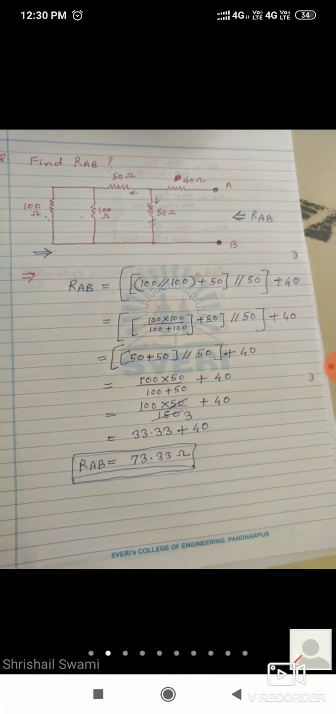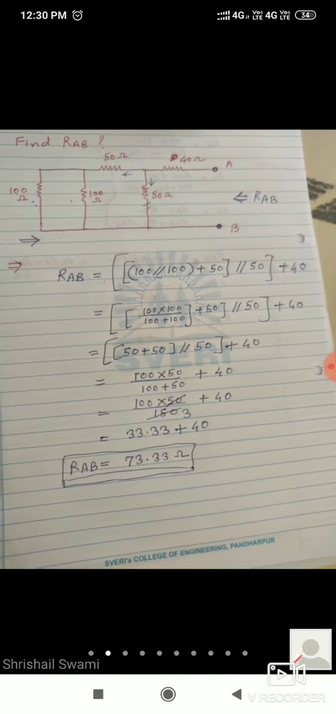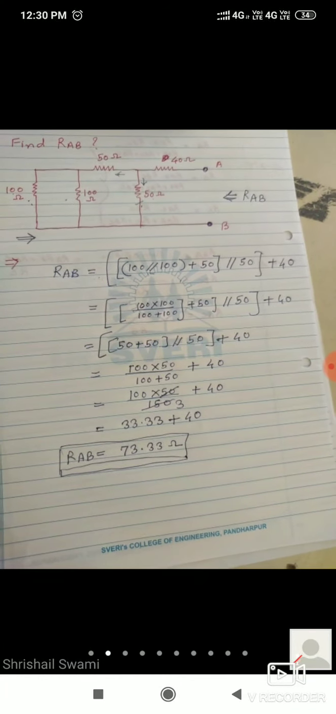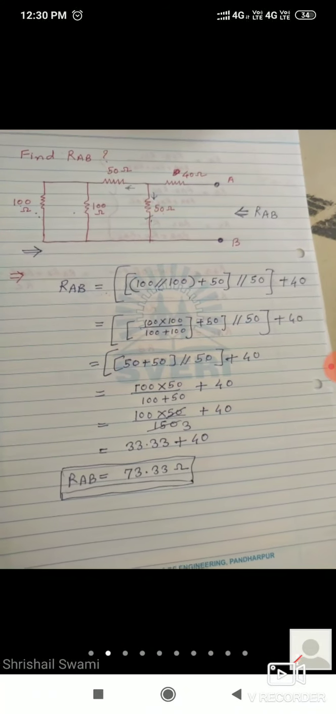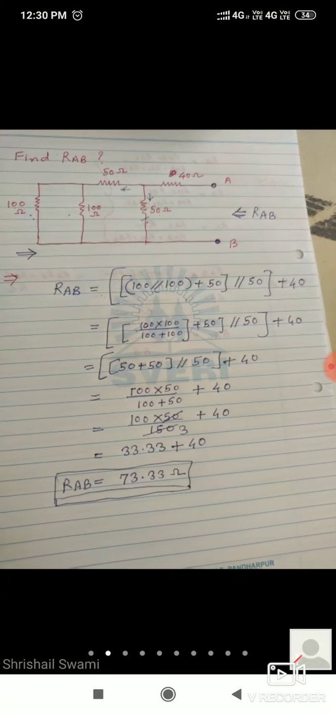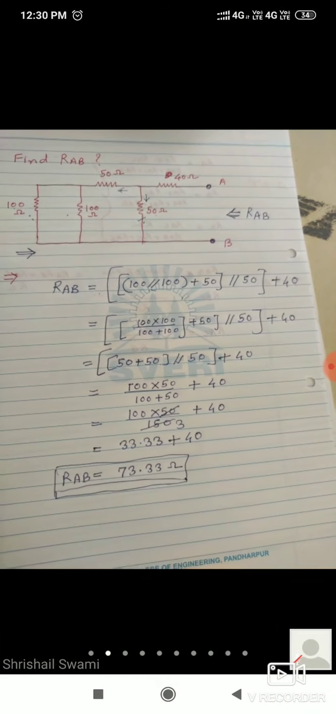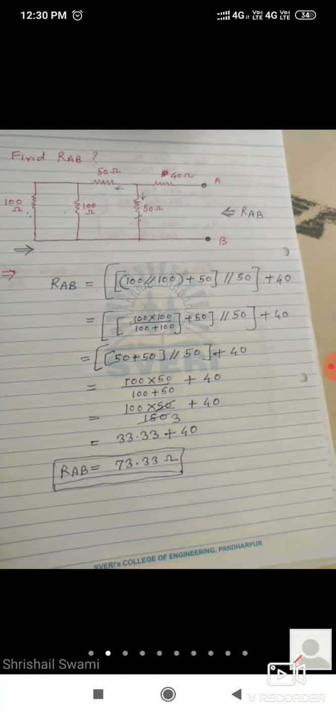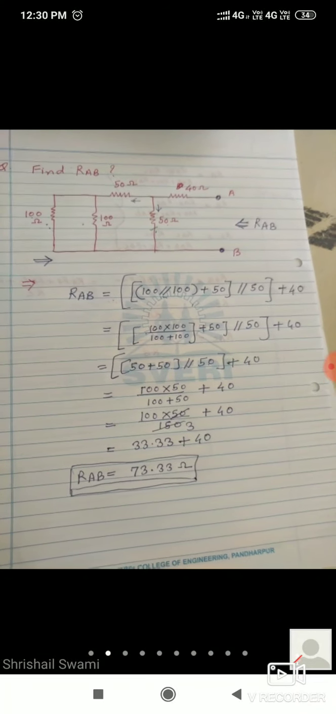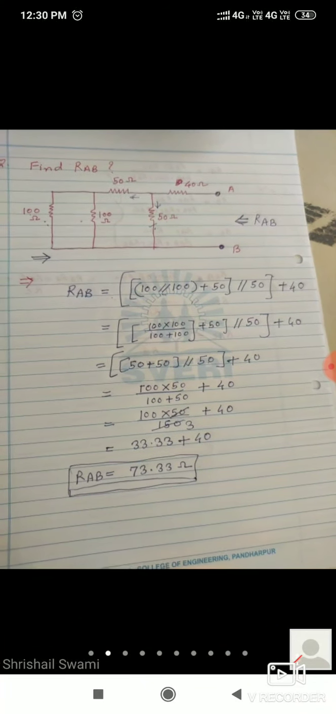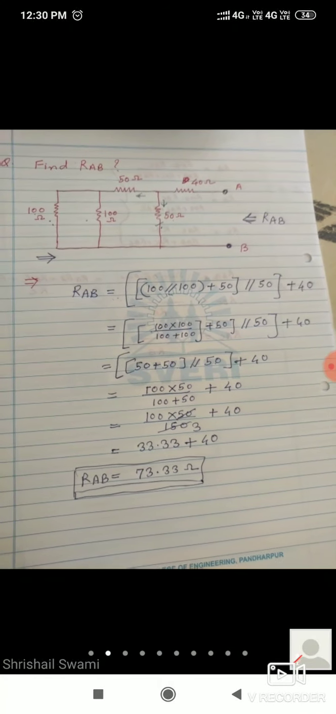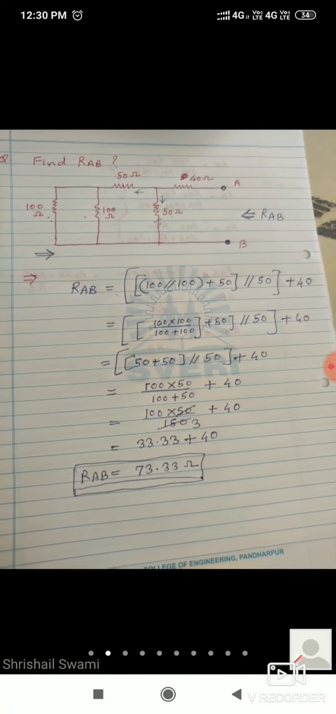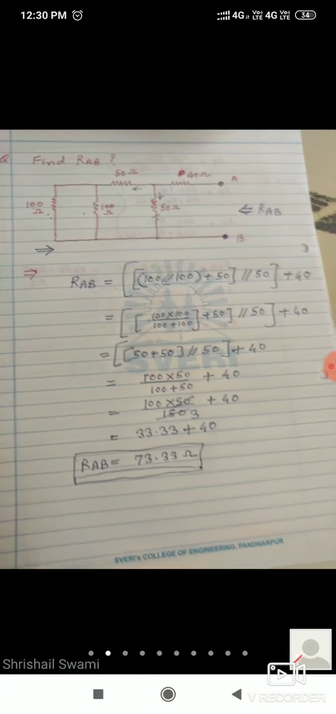Okay, so in this way you have to find the equivalent resistance, and this is a very important concept, especially in unit number 1 and unit number 3. Without equivalent impedance, without equivalent resistance, you cannot solve the problems based on unit number 1 and unit number 3. So I am requesting all you students, please work on this concept, equivalent resistance. Please solve maximum problems based on how to find the equivalent resistance from the given network. Okay, now we will solve some more problems.